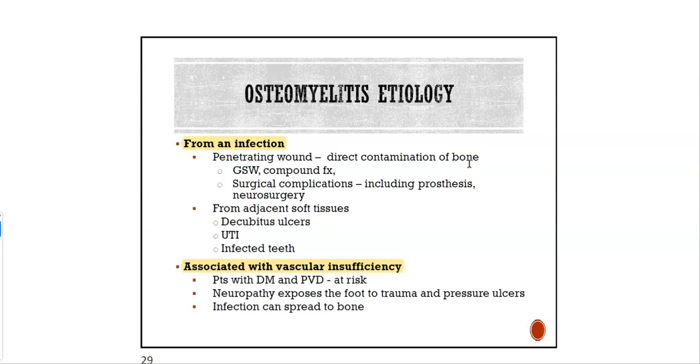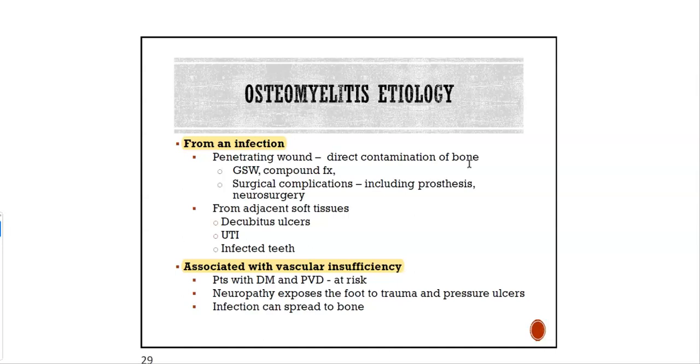for the fixation, it can be from a gunshot wound, maybe from a compound fracture. It can also be from a surgical complication, including prosthesis, so maybe they didn't handle it well, and also a complication from neurosurgery, so maybe a spine surgery that didn't end up going well.